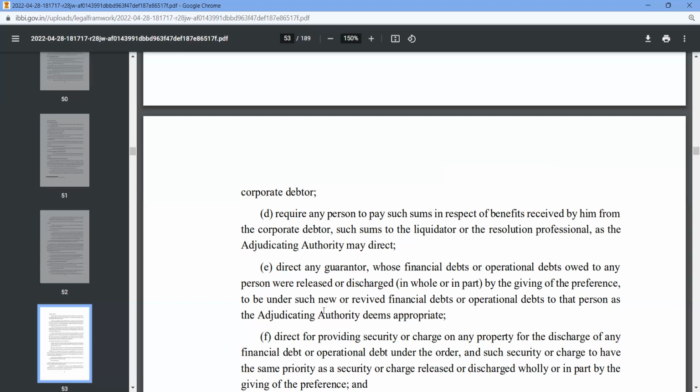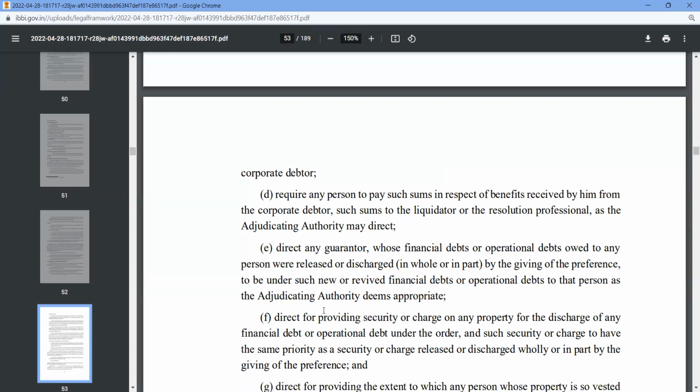So it may also include a direction for providing security or charge on any property for the discharge of any financial debt or operational debt under the order, and such security or charge to have the same priority as the security or charge released or discharged. Okay. So the person who was released or discharged may again be saddled with that liability. Basically, this is what is meant.